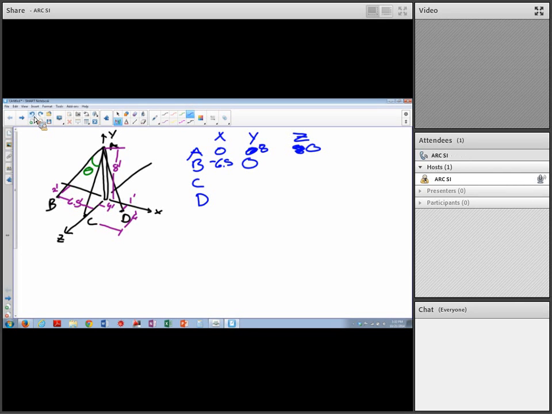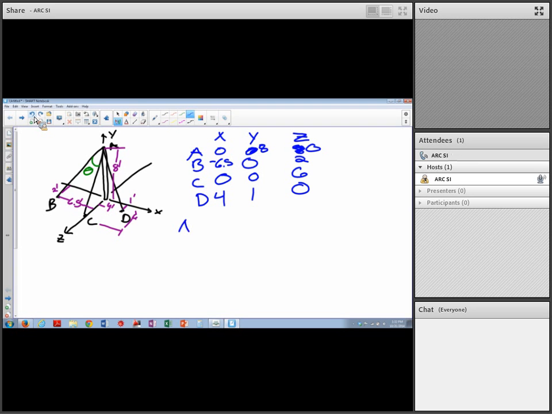Try to catch your mistakes. It makes things so much better. Or better yet, don't make mistakes at all. And see, we have 0 in the x direction, 0 in the y direction, and 6 feet in the z direction. D, we have 4 feet in the x direction, 1 foot in the y direction, and 0 in the z direction. What this is really awesome for is making vectors.